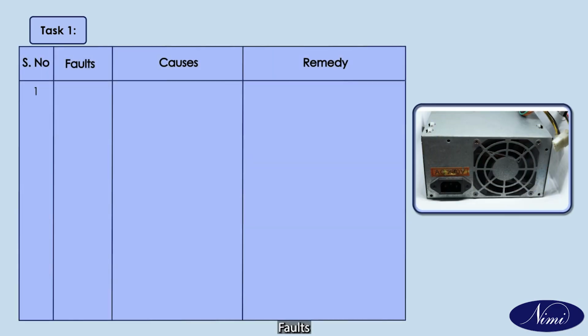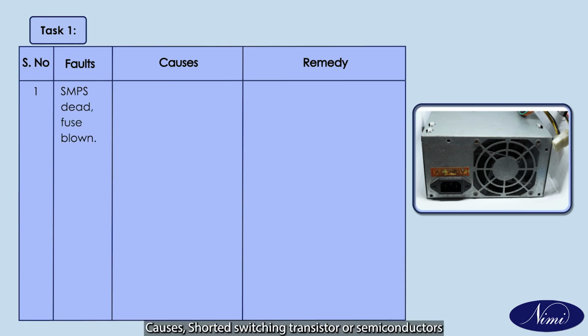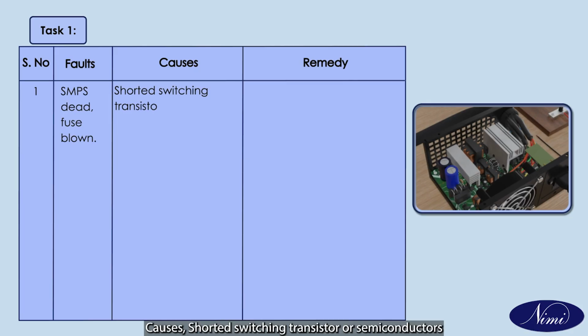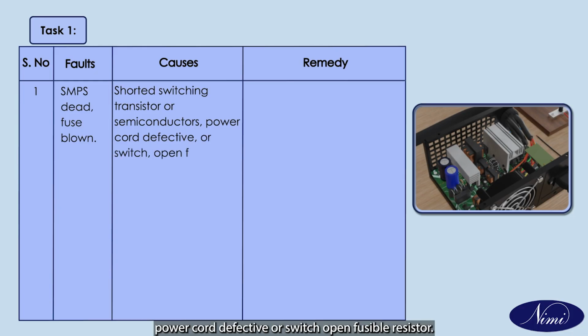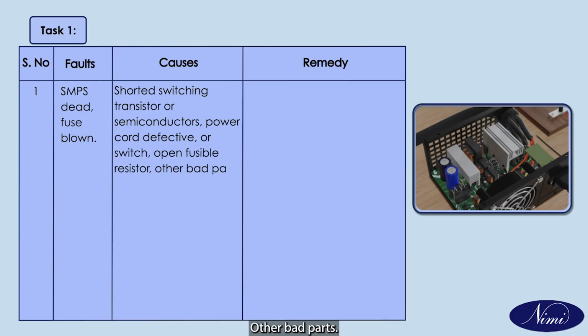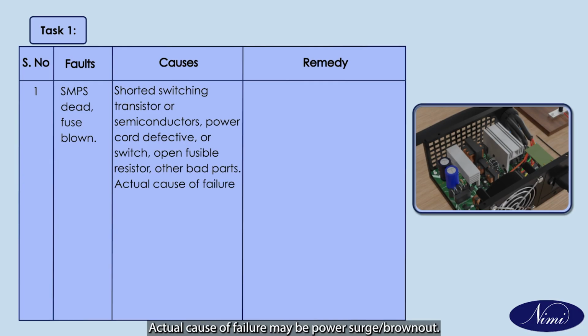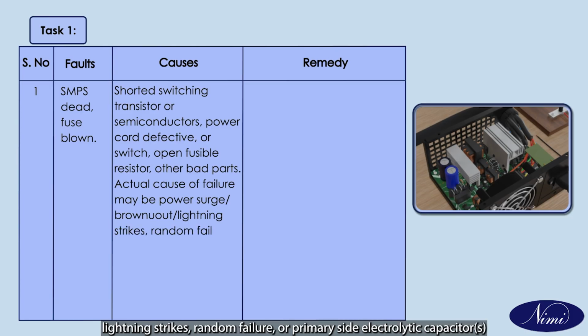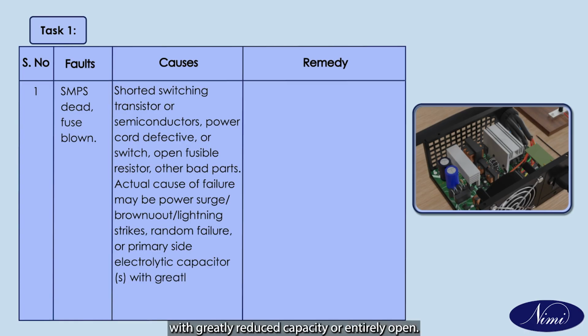Serial number 1. Fault: SMPS dead, fuse blown. Causes: shorted switching transistor or semiconductors, defective power cord or switch, open fusible resistor, other bad parts. Actual cause of failure may be power surge, brownout, lightning strikes, random failure, or primary side electrolytic capacitors with greatly reduced capacity or entirely open.